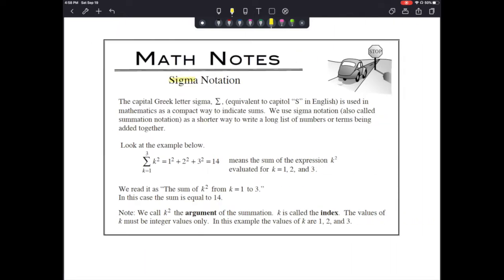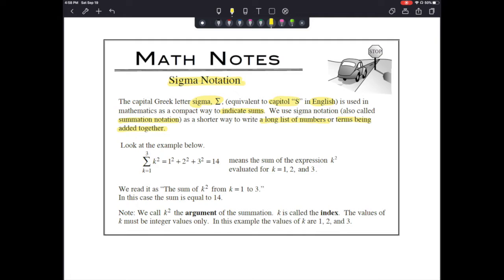So sigma notation. The capital Greek letter sigma is the equivalent of the capital letter S in the English language. And it's used in mathematics as a compact way to indicate sums. We use sigma notation, also known as summation notation, as a shorter way to write a long list of numbers or terms that are being added together.